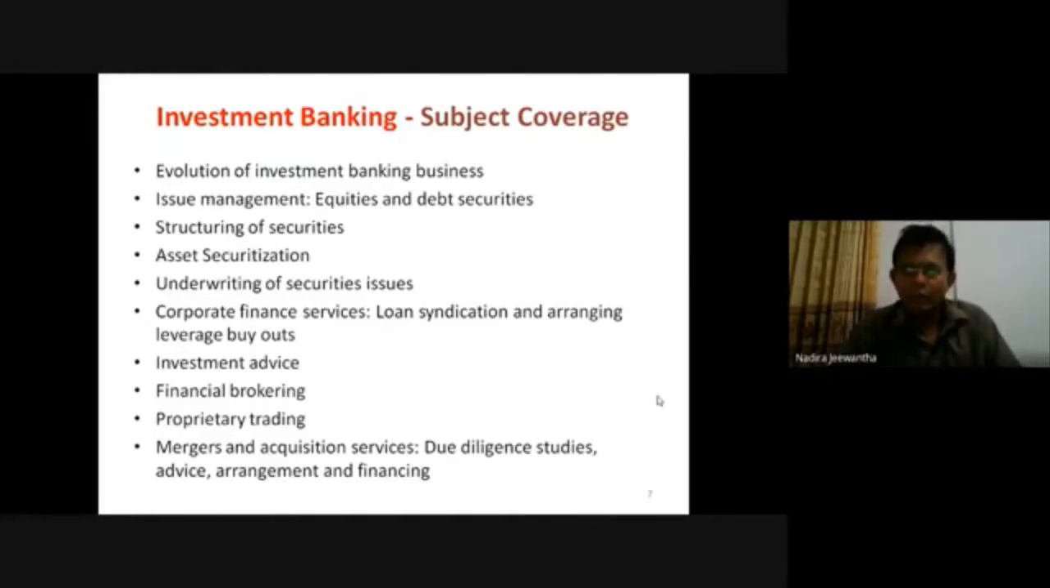So then how do you decide to invest in a particular instrument? You don't know anything about the company. We have learned this, the rating agency. In Sri Lanka we have two rating agencies, ICRA and Fitch. Internationally we have three rating agencies: Fitch, Moody's and S&P.